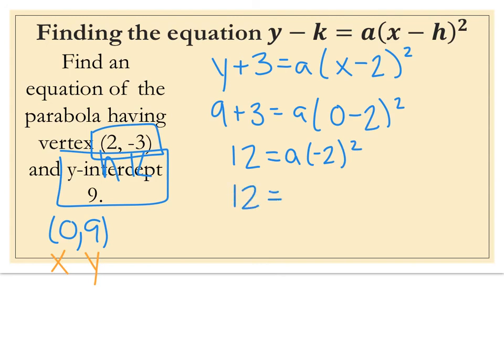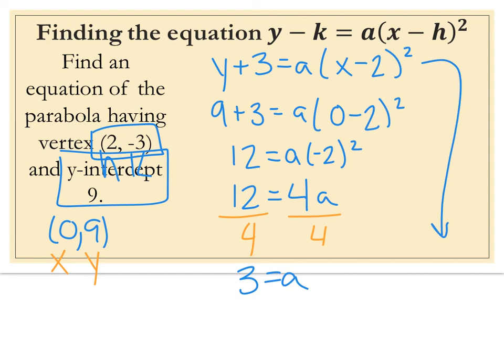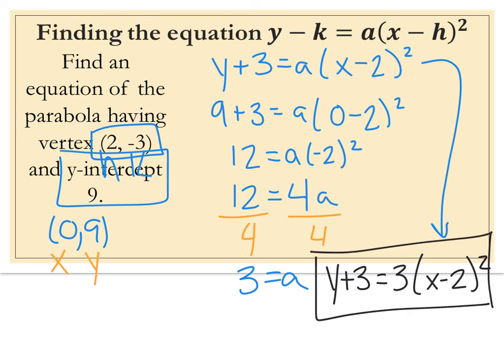12 is equal to, I'm going to write it better this time, -2 squared is 4A. Looks way better than the last example. And when you divide both sides by 4, you get that A is 3. So we know this parabola is going to be facing up. And I'm going to use the equation we already came up with, and instead of writing the letter A this time, I'm going to write 3. And I just found the equation of this parabola.